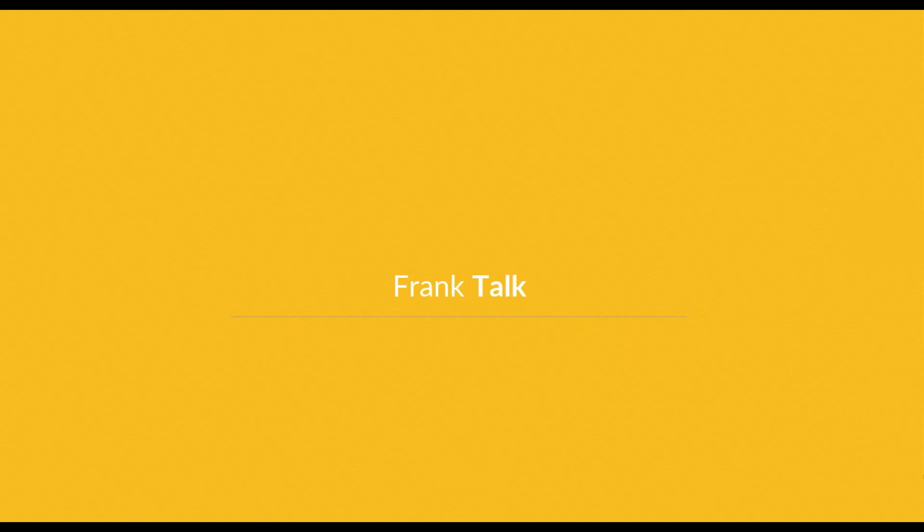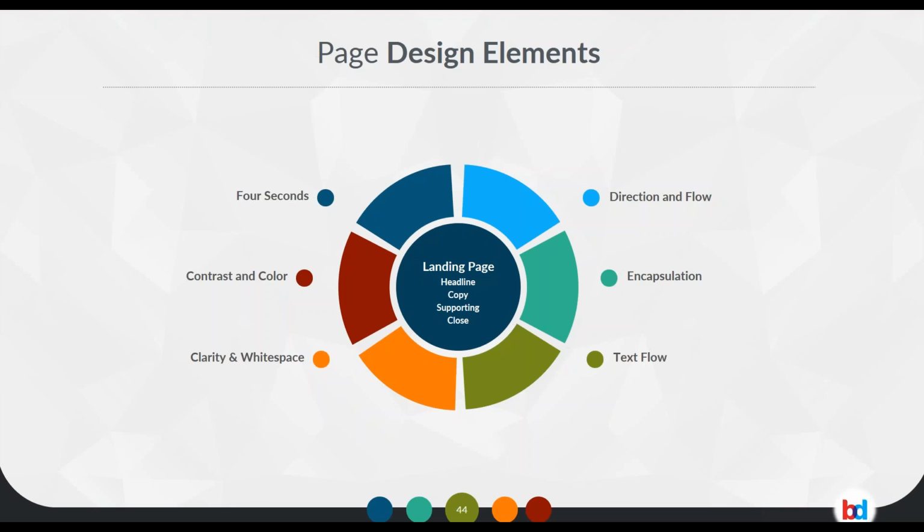That said, there are 6 design elements of landing page design. We've talked about most of these. 4 seconds. The whole landing page is going to be absorbed in 4 seconds. Then there are elements of contrast and color, which we're going to talk about. Clarity and white space. By far, this is the most common error that I see, is clutter, too much on a page, too confusing, no flow. So we're going to talk about clarity and white space. Closely related to clarity and white space is direction and flow.